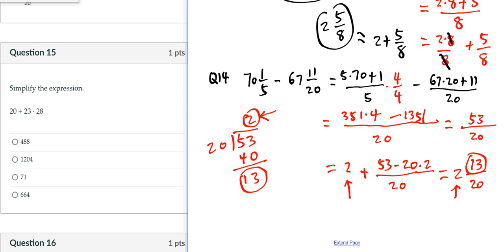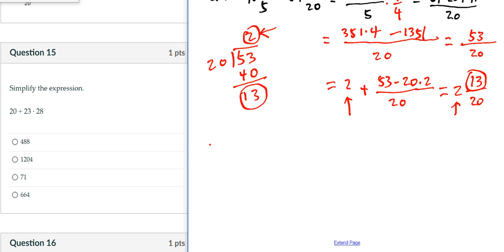Okay. Now 15. What we need, simplify. That's the order of operations. That's easy. So you have 23 times 28 plus 20. Here again, you want to do multiplication first. Do not do 20 plus 23 times 28. 20 plus 23, that's a wrong operation.